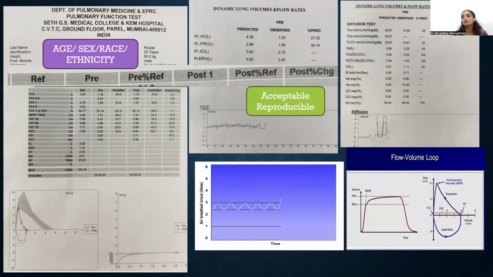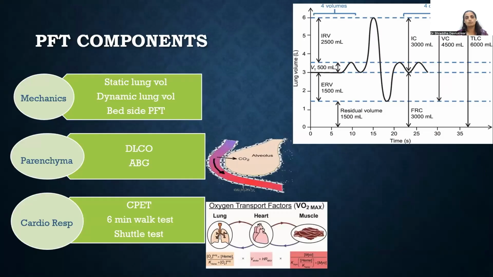Again, the dynamic lung volumes and flow rate also involve your diffusion test. Your diffusion test will tell you whether the pulmonary capillary exchange is good or not. So this is generally how a PFT report looks. Of course, the report is also seen by the pulmonologist who gives you an interpretation, so that helps too. Mechanically, your PFT has three components.